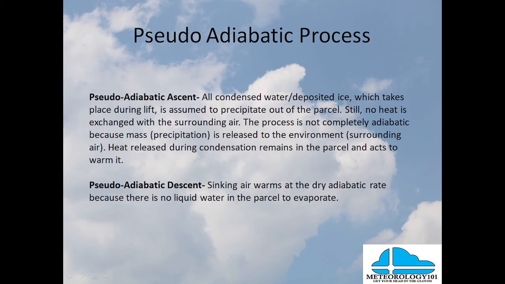The pseudo-adiabatic descent: sinking air warms at the dry adiabatic rate because there's no liquid water in the parcel to evaporate. So the sinking air warms dry adiabatically because it's not saturated, so it has to go dry adiabatically because there's no liquid in it, because it's already been poured out on the pseudo-adiabatic ascent. Now it's rained itself out.